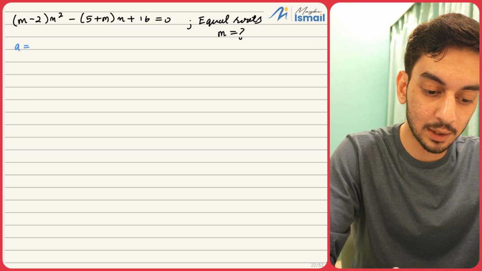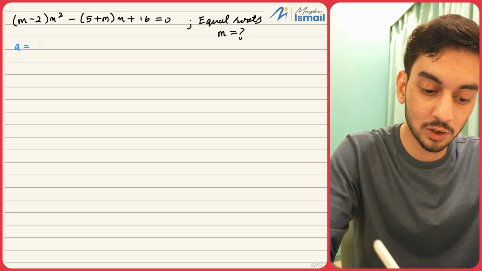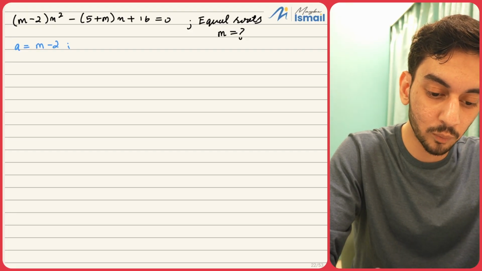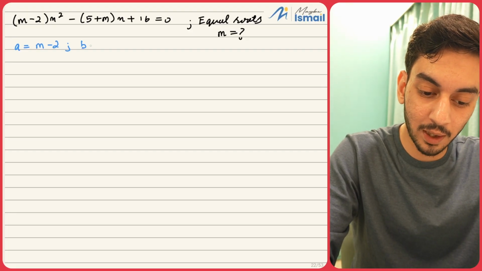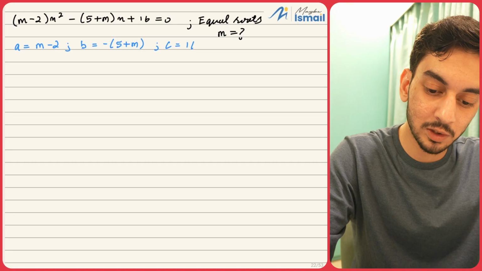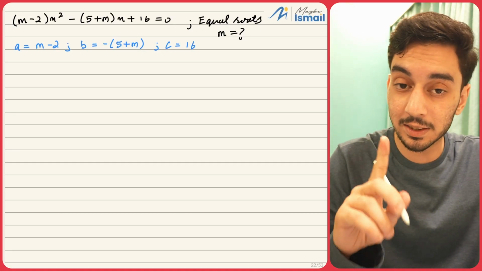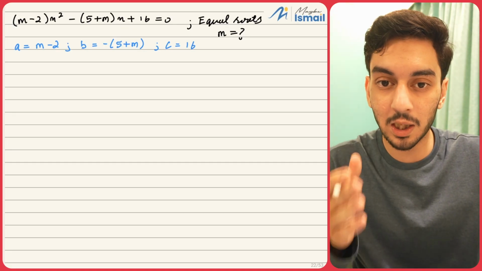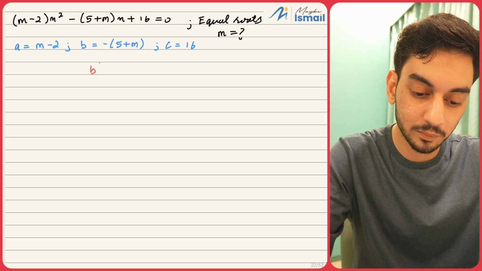Let's see what a is. A is the coefficient of x square, so here it would be m minus 2. B is the coefficient of x, so b would be negative 5 plus m. Do not forget the negative sign. And c is the constant term, which is 16 over here. Since it has equal roots, I would say b square minus 4ac has to be equal to 0.